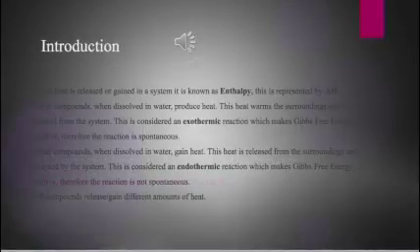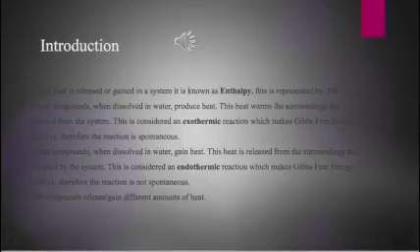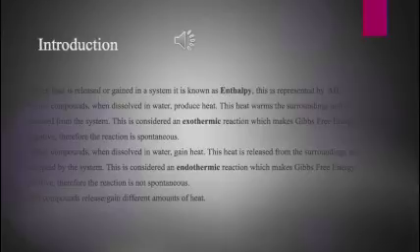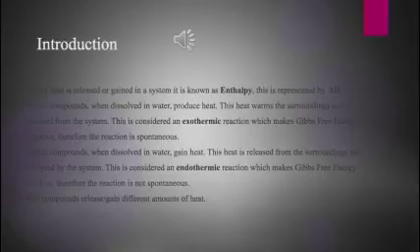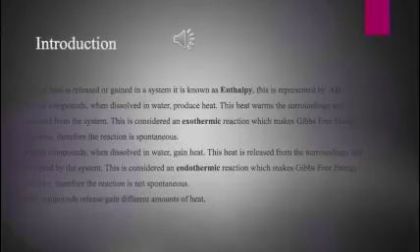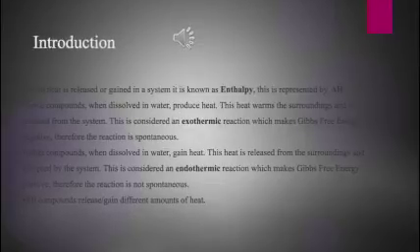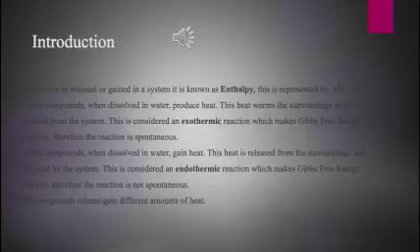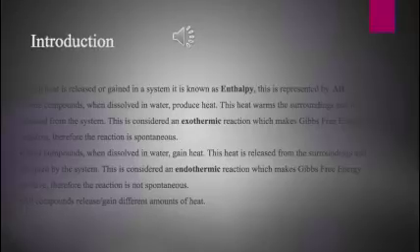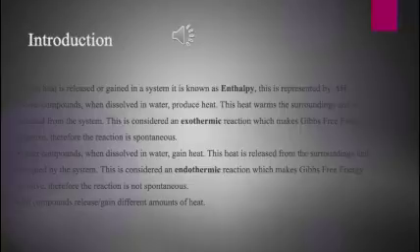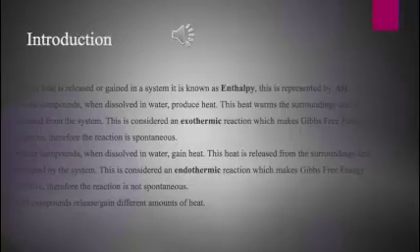First up is introduction. On this slide, we're going to talk about enthalpy, exothermic reactions, and endothermic reactions. When heat is released or gained in a system, it is known as enthalpy. This is represented by delta H. Some compounds, when dissolved in water, produce heat. This heat warms the surroundings and is released from the system. This is considered an exothermic reaction, which makes Gibbs free energy negative, and therefore the reaction is spontaneous.